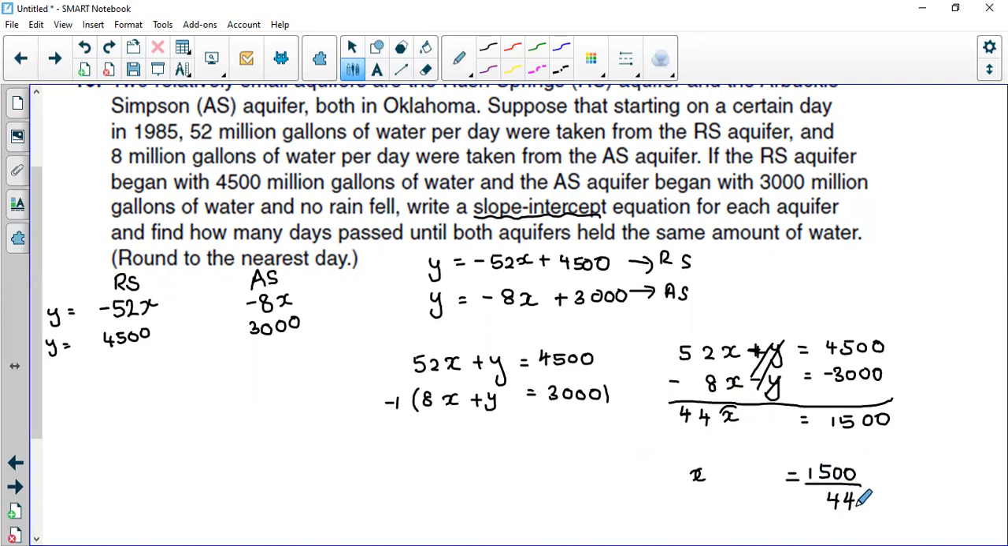If you divide 1,500 by 44, that would give you something roughly around 34.0 something. They said round to the nearest day. So x is going to be equal to 34 days. So they would have the same amount of water at 34 days. Well, this is not included in your lessons because you have not learned it until now, but yes, you need to know how to write these systems of equations, because these are equations of lines. This is how you solve systems of equations, by the elimination method, by cancelling them out. Just get an idea, that's all.